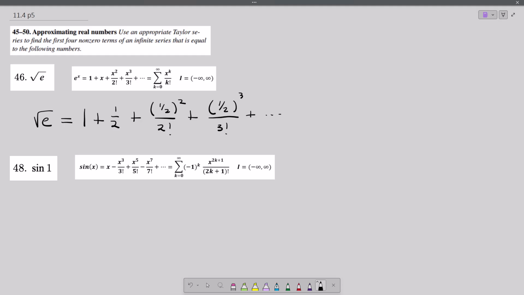So that infinite series converges to the square root of e. Where does the half come from? Because a root turns into an e to the half. So e to the 1/2 is the square root of e. If we take e to the x and replace x with 1/2 all the way through, that is an infinite series for the square root of e.